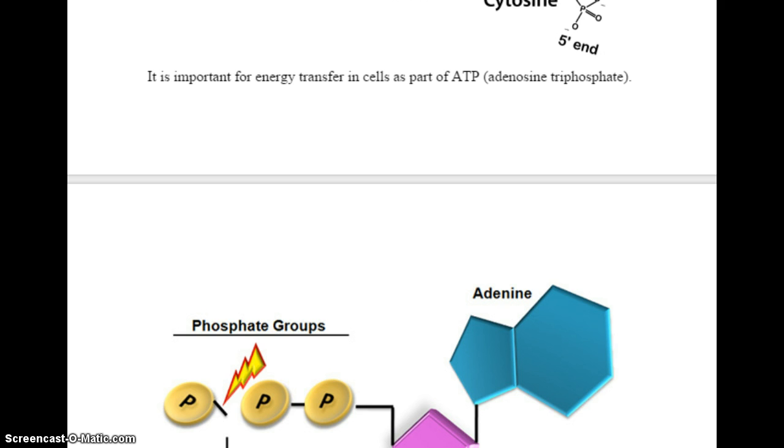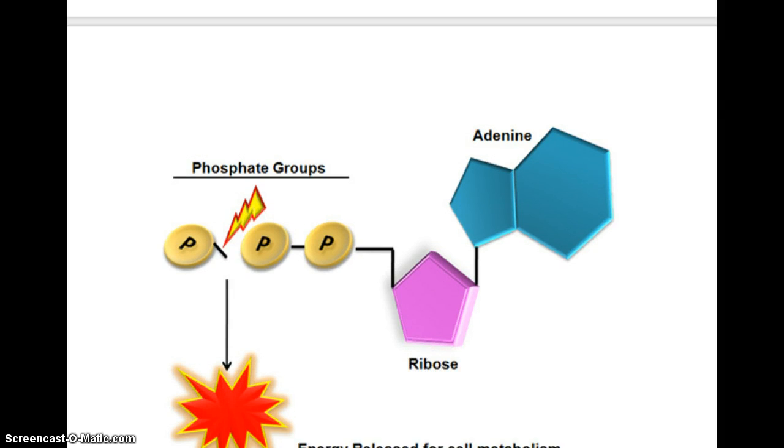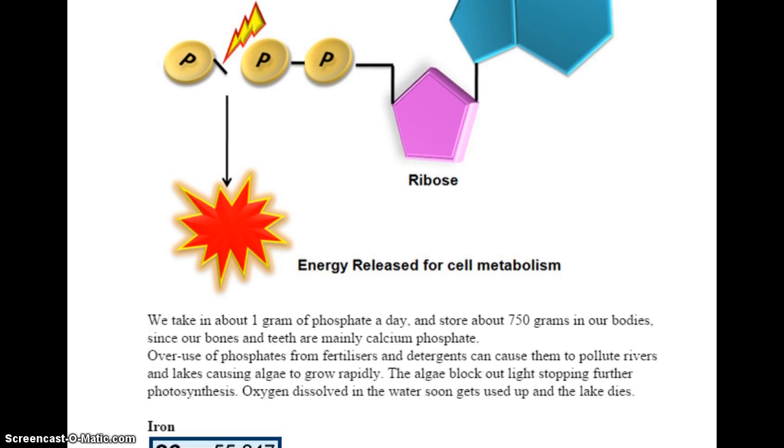It's also important for energy transfer in cells as part of adenosine triphosphate, or ATP, which is an adenine, ribose, and then 3 phosphate groups. And in cell metabolism, the 3rd phosphate group is broken off to release energy for the cell. And we take in about 1 gram of phosphate a day and store about 750 grams in our bodies, since our bones and teeth are mainly calcium phosphate.